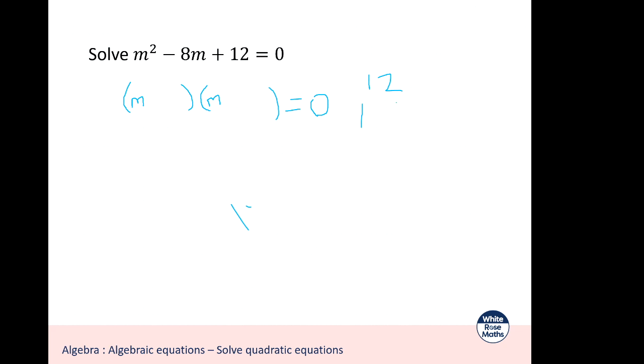So the factors of 12 are going to be 1 and 12, 2 and 6, and 4 and 3. Now, I want to make minus 8. To make minus 8, it would be minus 2 add minus 6, yeah? Yes, it is. Yes, spot on, Liverpool, you are correct.